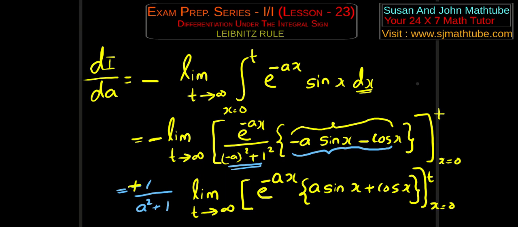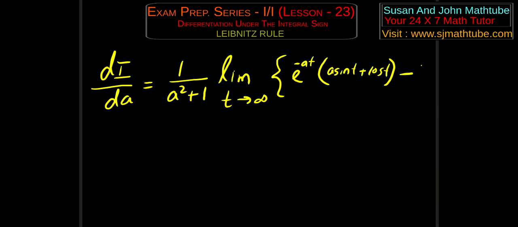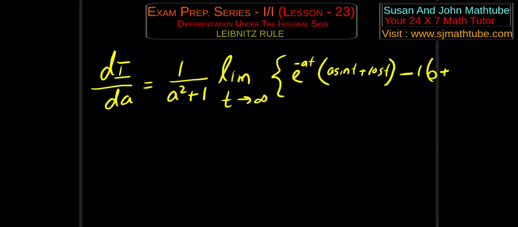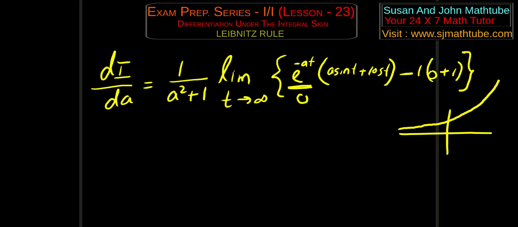Hockey bat. So e power 0 is 1, and sin 0 is 0, and cos 0 is 1. So time to draw the hockey bat. E power minus infinity is 0, e power 0 is 1, and e power infinity is infinity. So this becomes 0. And cos infinity and sin infinity are finite numbers. So this is a finite number, and 0 into finite number will be 0.